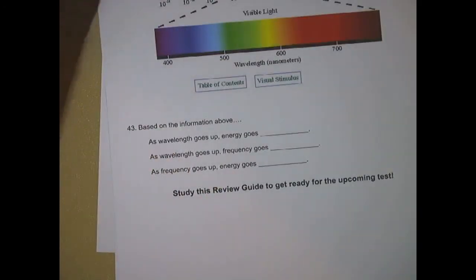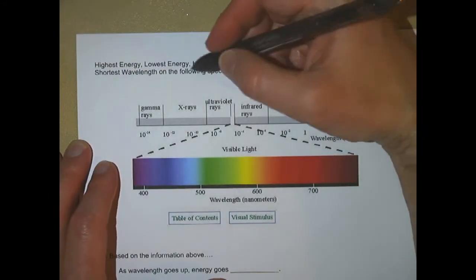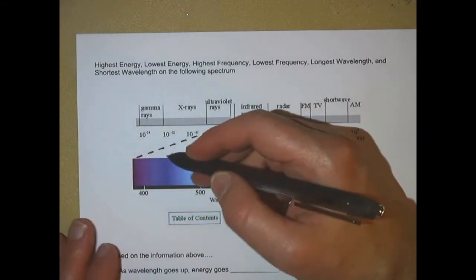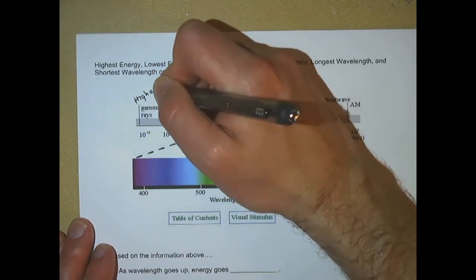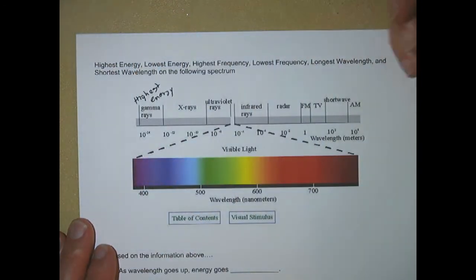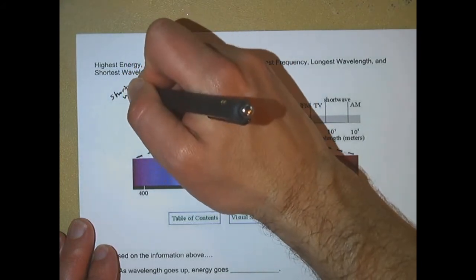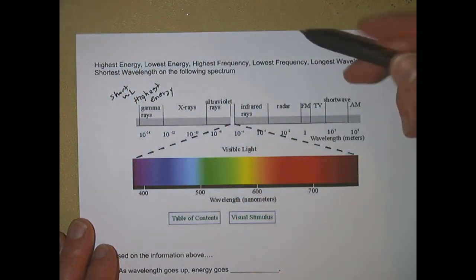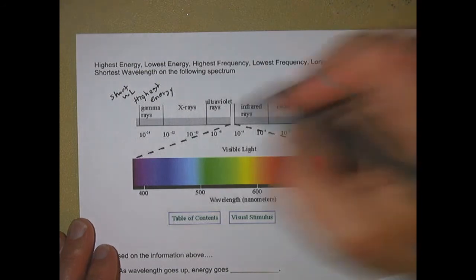Label the following on the next page. Last page. The highest energy on this is together with the shortest wavelength. So highest energy, which is also shortest wavelength, and that would also be the highest frequency.